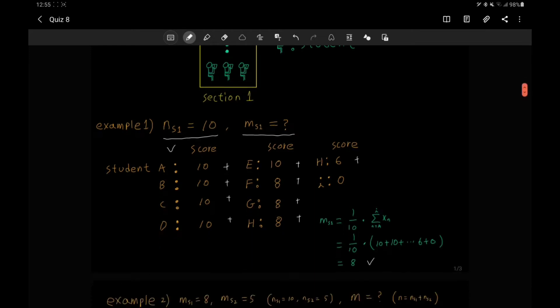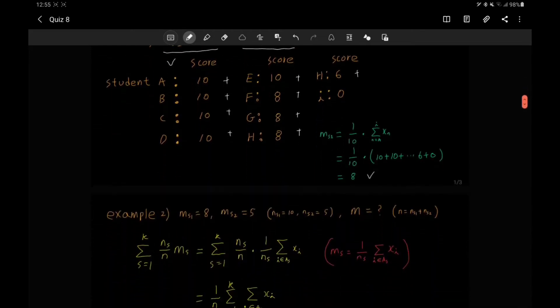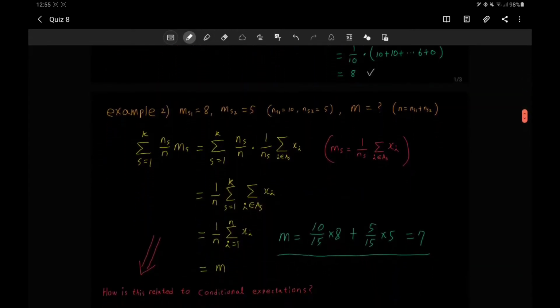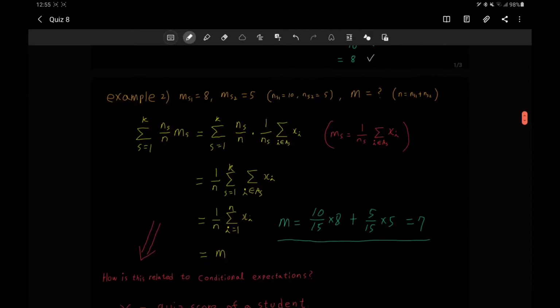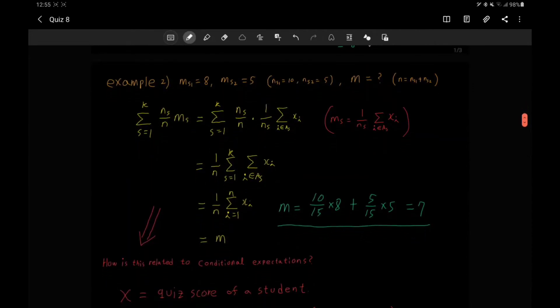This time, when the number of students and the average value for each section are given, let's solve the problem of getting the overall average. In the example, the class is divided into two sections, and the total number of students is the sum of the number of students in the two sections. How can we get the average?